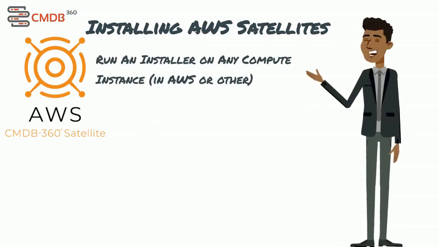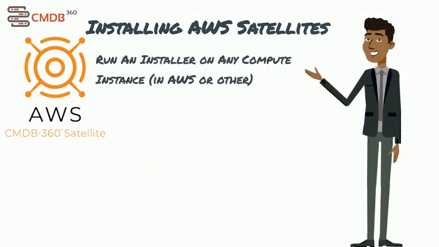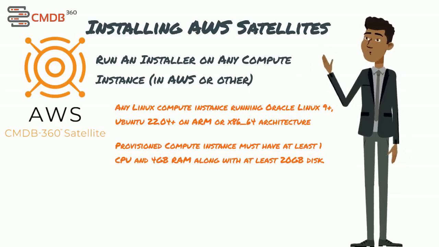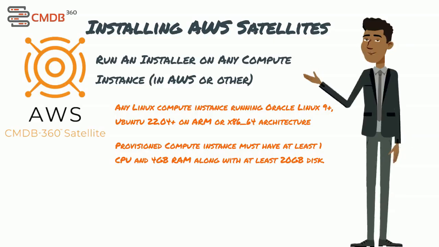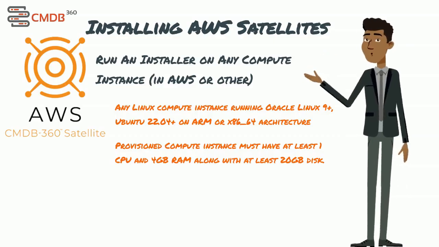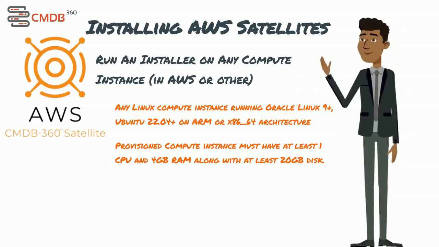A more manual, third method of installing is to run an installer on any compute instance. You may provision any Linux compute instance running Oracle Linux 9 or Ubuntu 22 on ARM and install the AWS Satellite software using the installer graphical utility or the Satellite Auto Installer non-interactive utility for scripts.